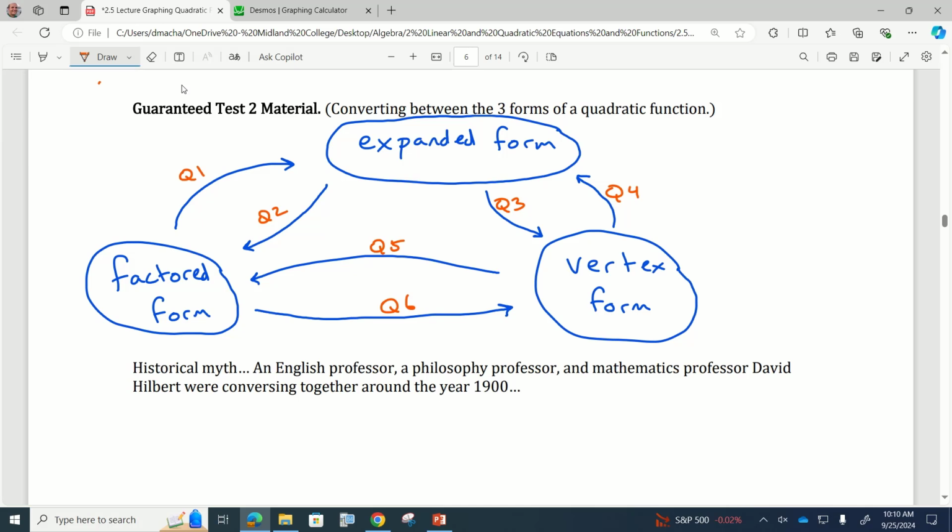A quadratic polynomial is not any one of these three things. These are just three different names that we give to the quadratic polynomial, and they could be more or less useful depending on what you're trying to find. If you want to know the y-intercept, expanded form is the easiest because you can see the y-intercept. If you want to know the location of the vertex, vertex form is the most useful because you can just see the vertex. If you want to know where the roots are, factored form is the most useful because you can see the roots. And that's why it's useful to be able to switch between those.